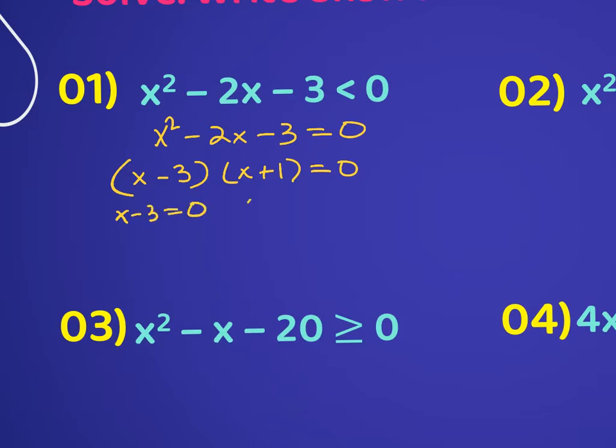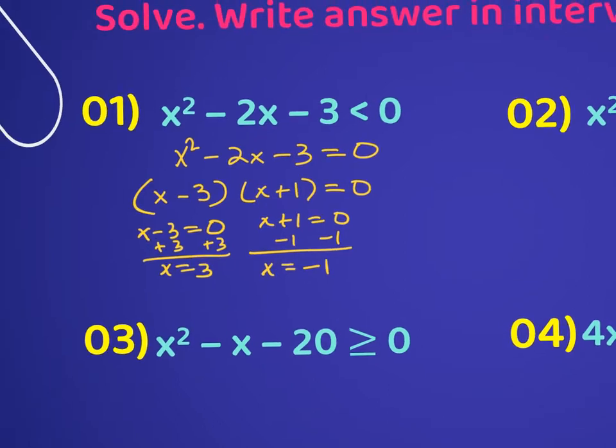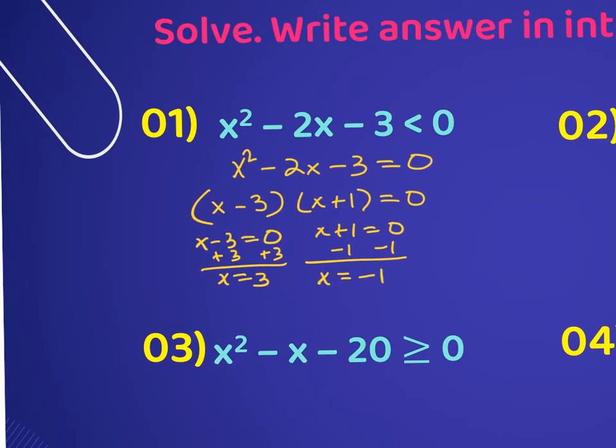I'm going to add 3. X equals 3. Subtract 1. X equals -1. Now these 2 solutions that I just got, these are going to go on my number line, and it's going to break it apart. So let me go ahead and go up above here. Now let me go over to the side.